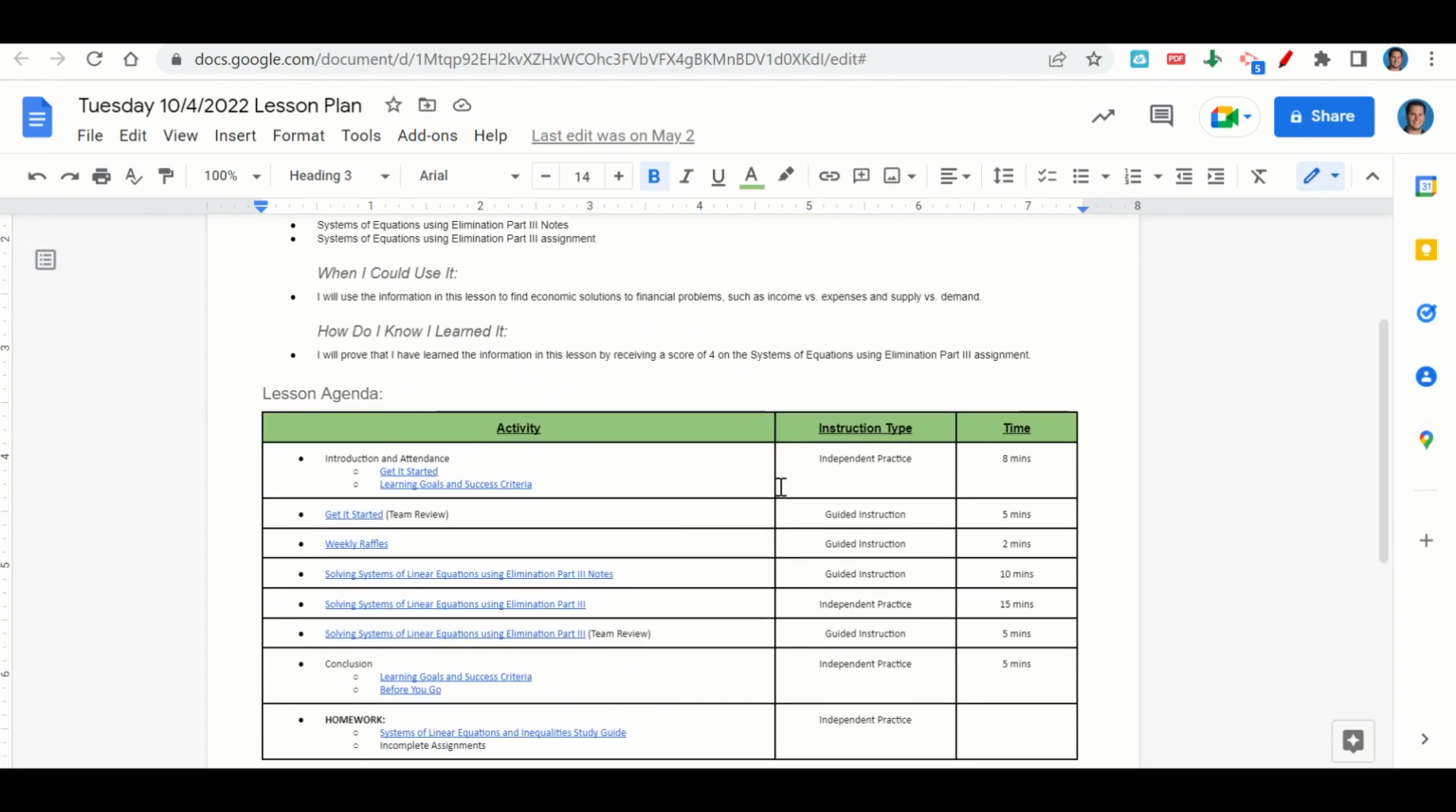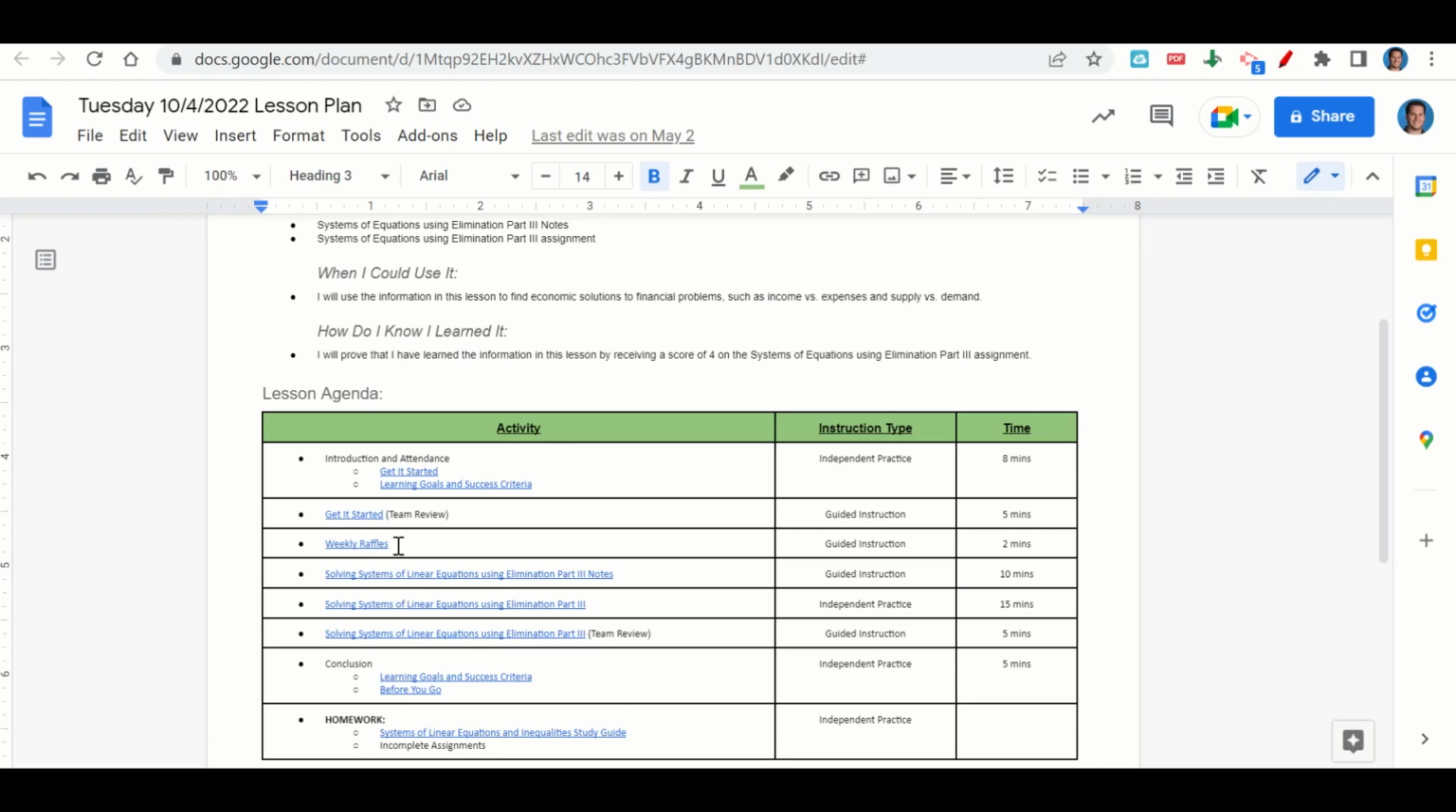Now let's take a look at our agenda for today. We'll begin by going over our learning goals and success criteria. While we do that, you'll fill out your Get It Started. Once you've completed the Get It Started, we'll go over it together and answer any questions that you may have. Next, we'll do our weekly raffle. After that, we'll go over the solving systems of linear equations using Elimination Part III notes. And then I'll give you time to complete the solving systems of linear equations using Elimination Part III assignment. Once you've completed the assignment, we'll go over it together and answer any questions that you may have.